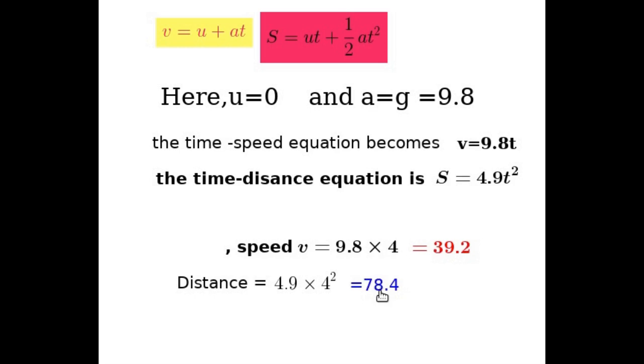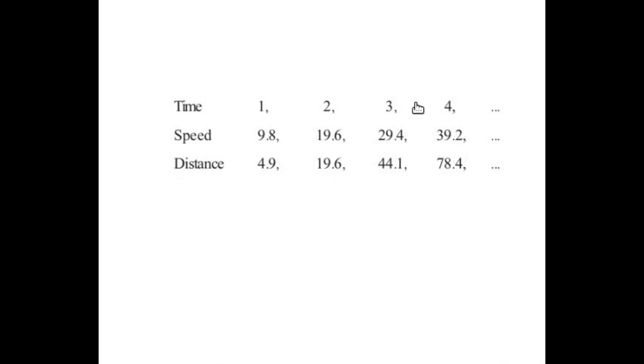When t is equal to 4, the speed becomes 9.8 into 4, which is equal to 39.2, and the distance 4.9 into 4 square, that is equal to 78.4. Continuing like this, we get 3 different number sequences in this table. The first line represents the time 1, 2, 3, 4. At different time intervals, we get different speeds, that is in the second line, and the third line represents the distance traveled by the object at different time intervals.